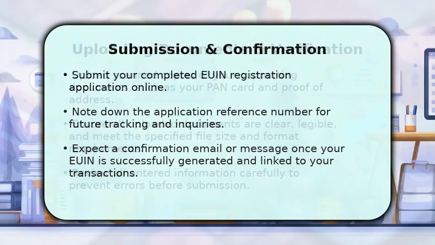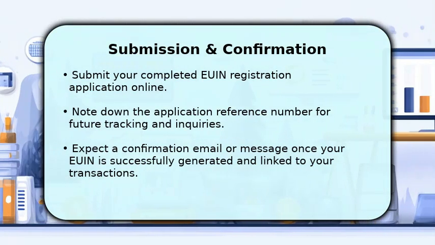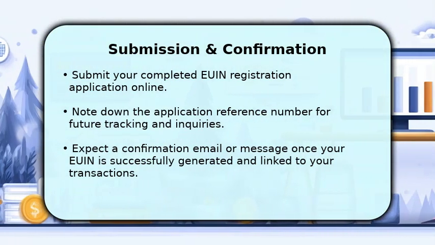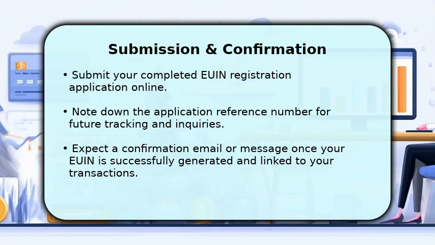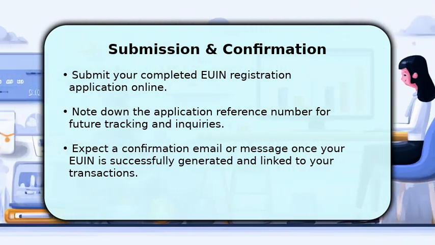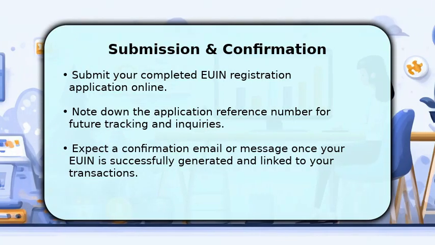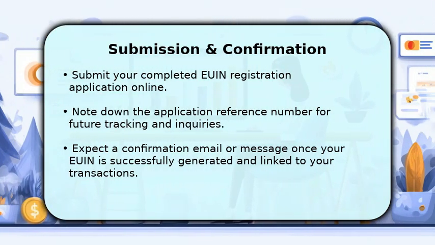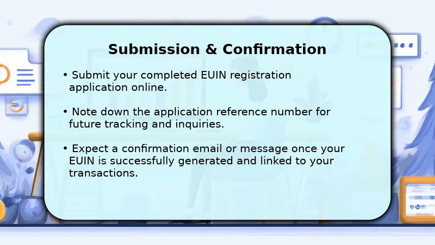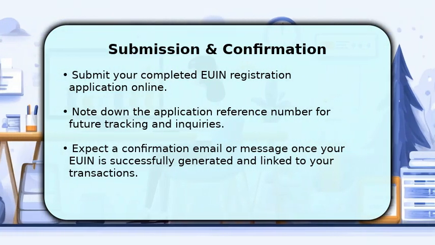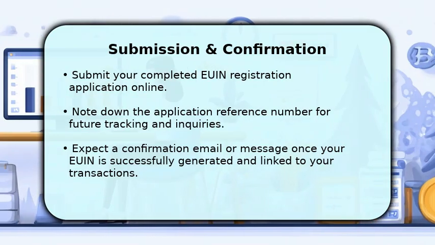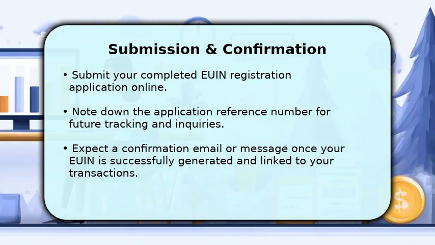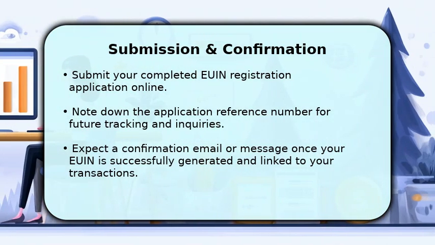submission. Finally, submit your completed EUIN registration application online. Once submitted, you will receive an application reference number. Make sure to note this down for any future tracking or inquiries. You can typically expect a confirmation email or message within 2 to 3 business days, indicating that your EUIN has been successfully generated and linked to your mutual fund transactions, completing the process.